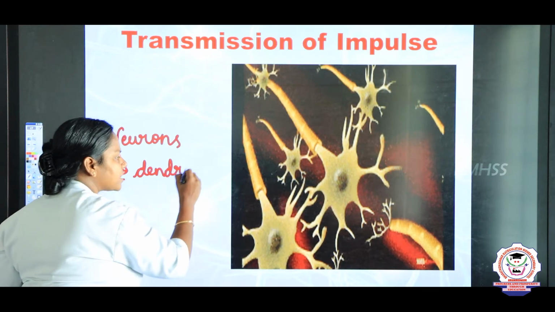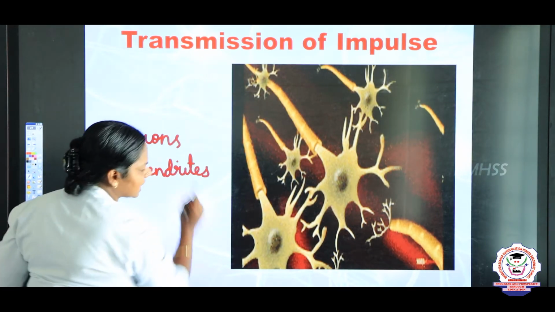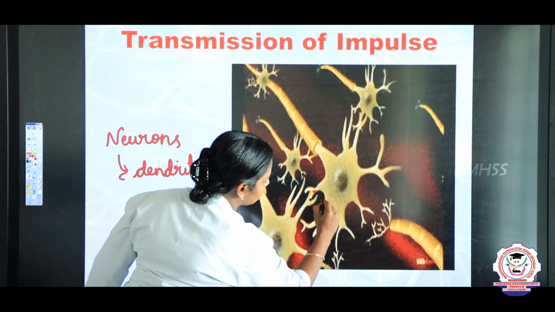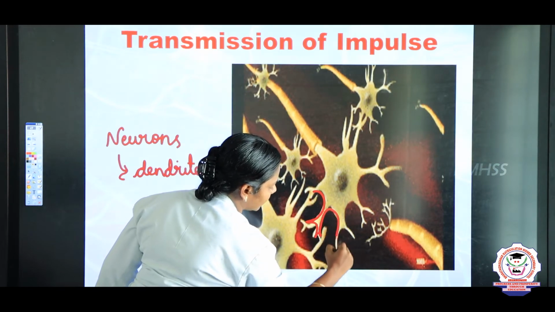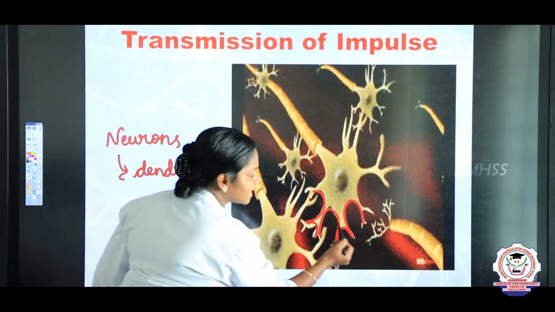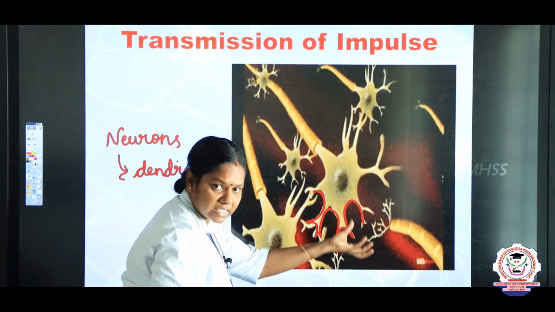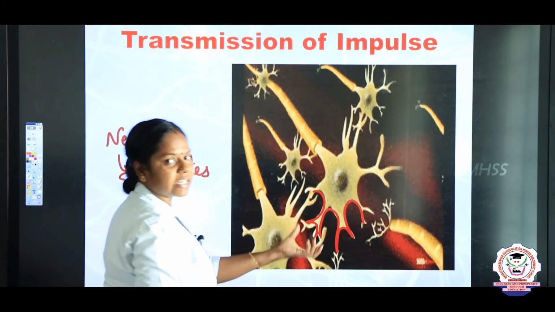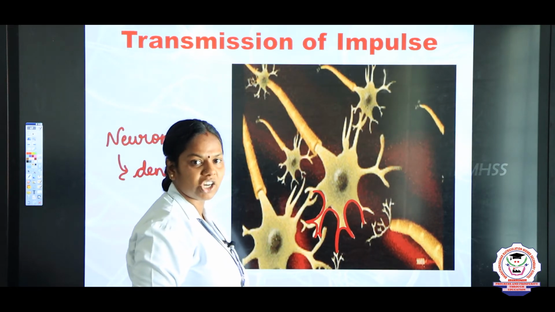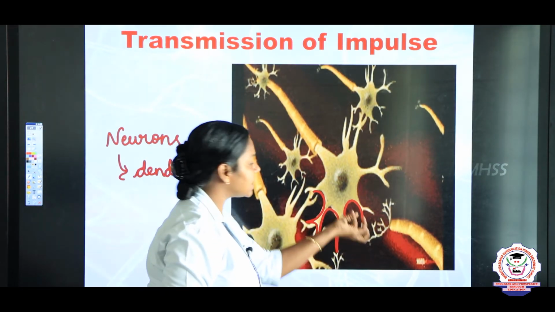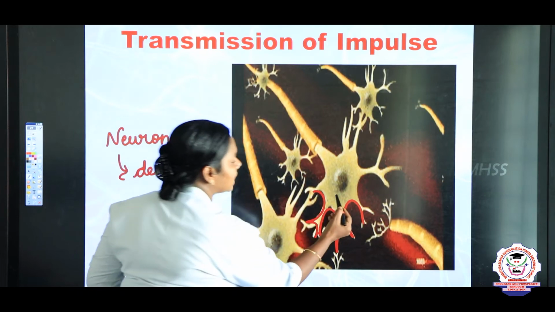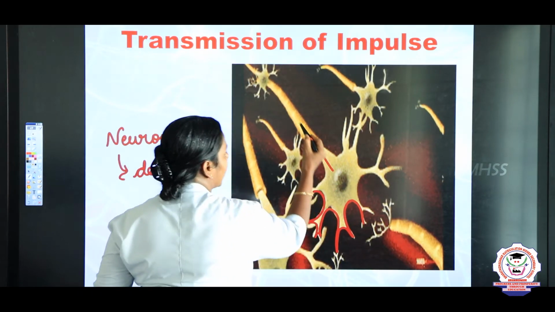What is a dendrite we studied children? Dendrites are the branched structures. These dendrites receive impulse from the sensory neurons. Sensory receptors are present in our sensory organs. With that they receive the impulse and they transmit the impulse to the axon.